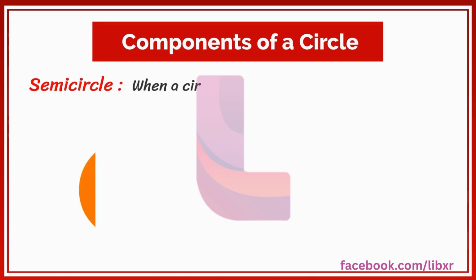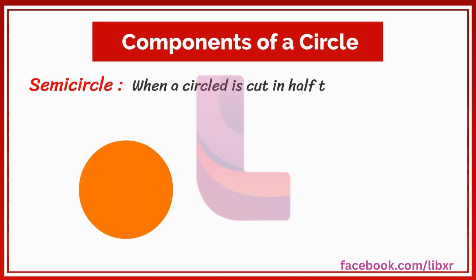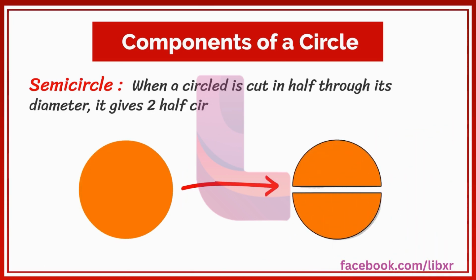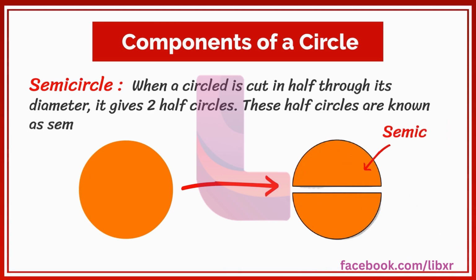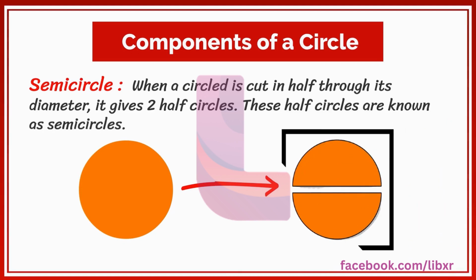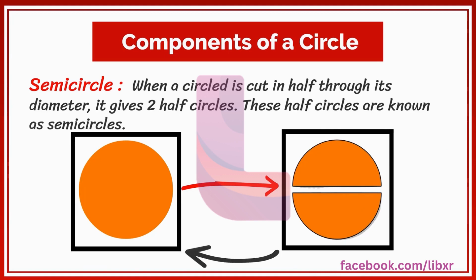Semicircle. When a circle is cut in half through its diameter, it gives two half circles. This half circle is known as semicircle. We can say two equal size semicircles make one circle.